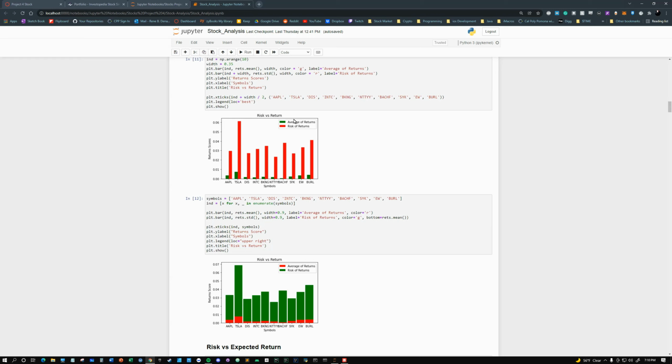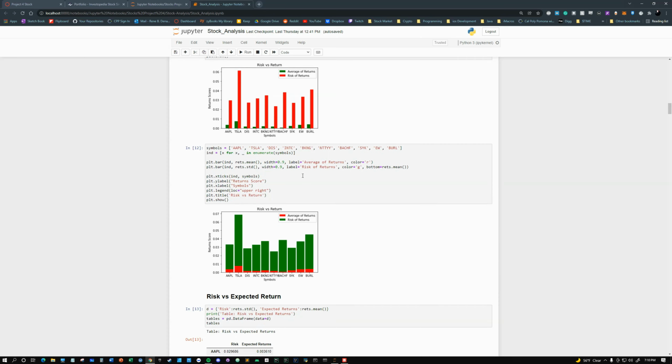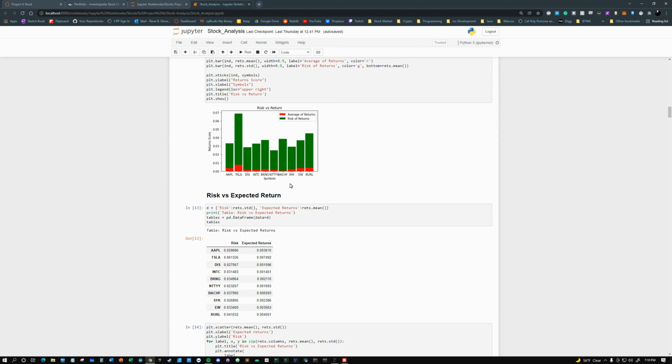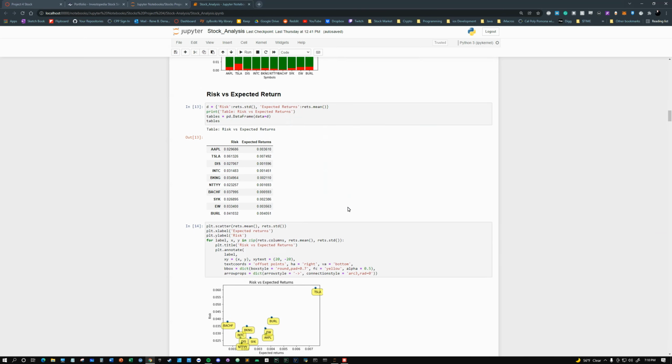So right here we have our risk versus return. Our X is going to be our return scores, and I pretty much put this side by side. That way we can see the difference between each one. But taking it even further, here I just stacked it. It's the same chart, but I stacked them on top of each other again for readability. So right here in the green we have the risk of return, and in the red we have the average of return. So again, like I said, the top contenders being the EW, Burlington, and Tesla, right?